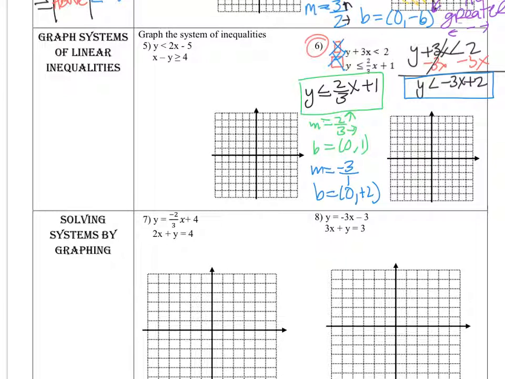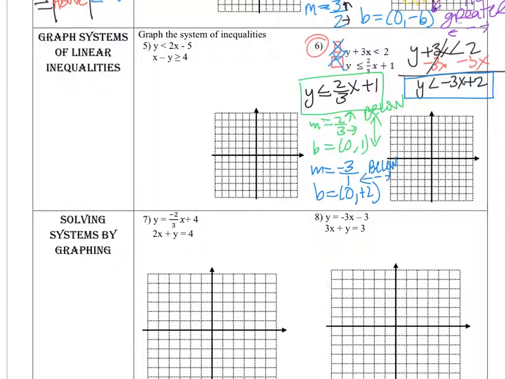Now, this one will be a solid line. And it's less than or equal to, so I will shade below. And my blue line is a less than, so I'm going to shade below. And it will be a dashed line.